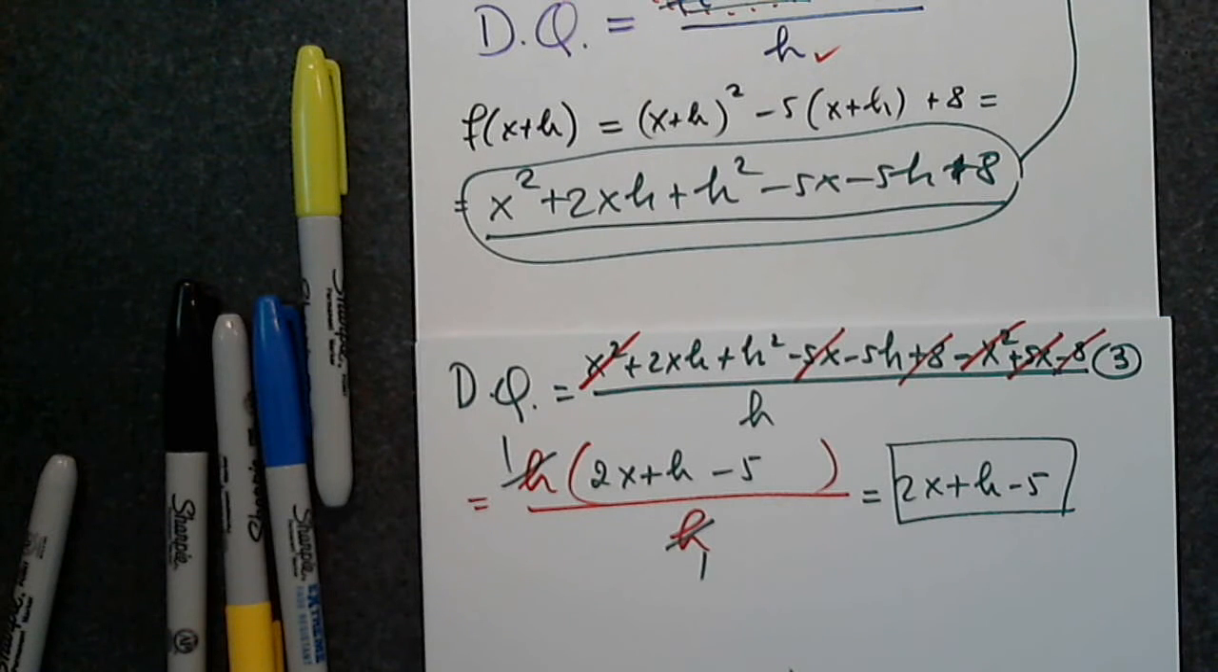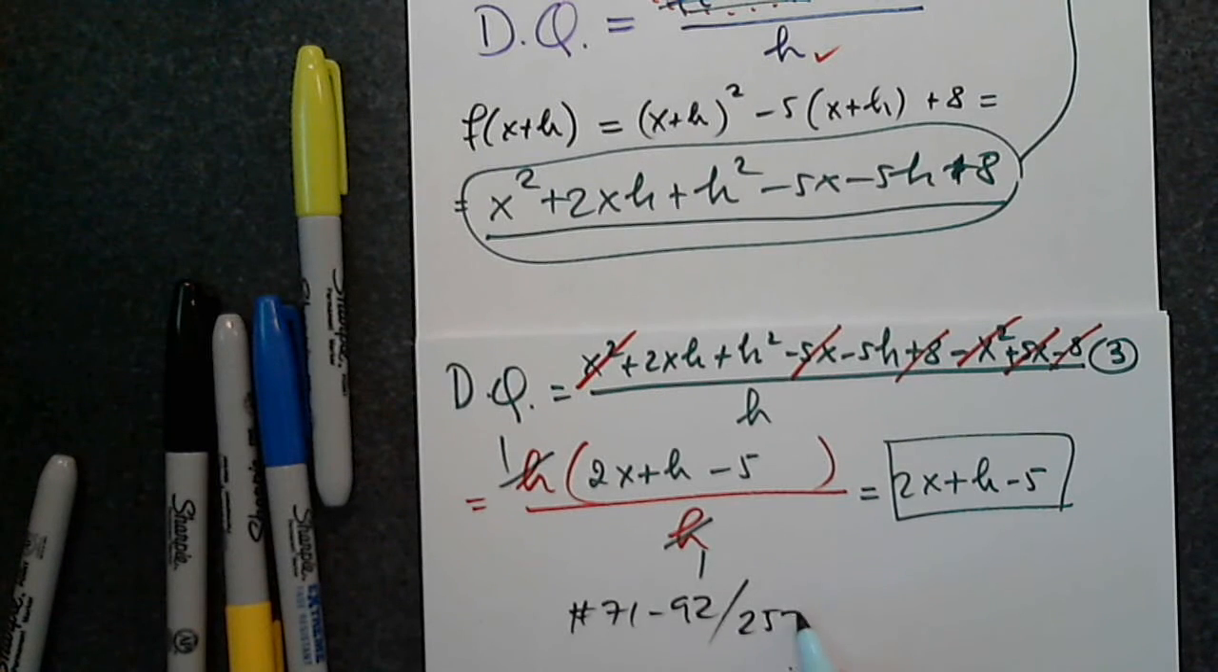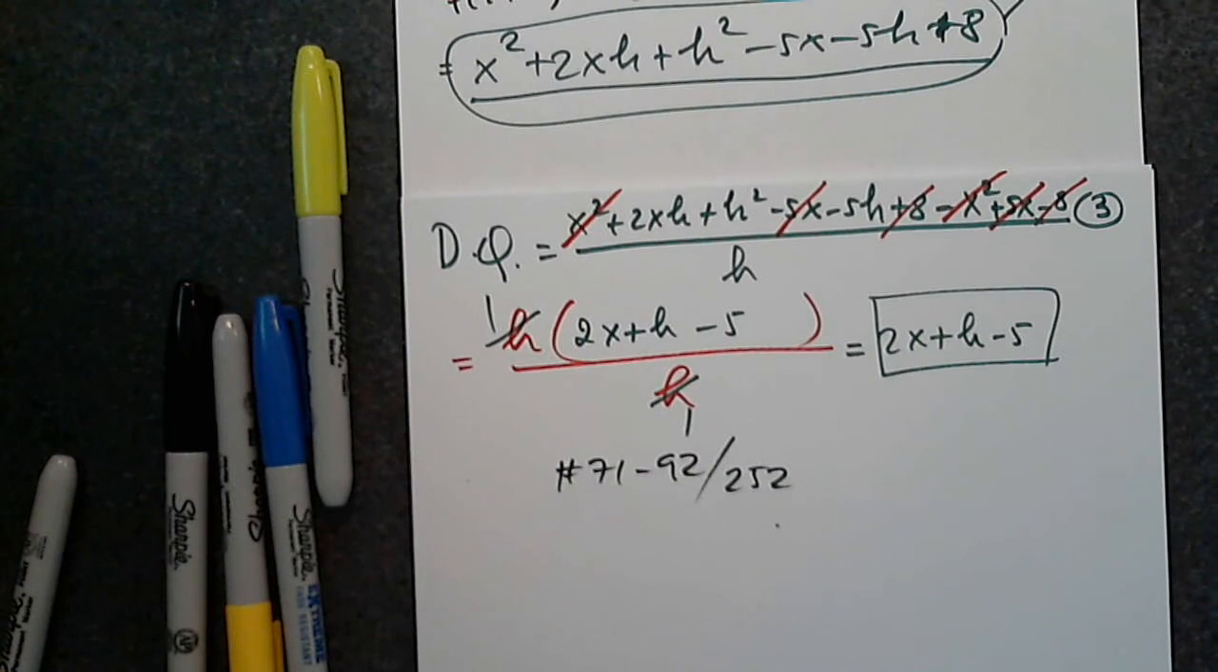Okay, I think we need another. Would you agree? Okay, so let's choose another if you'd like to choose. If not, I will choose. And these problems are on page 252, from 71 through 92. 71 through 92 on 252. Please choose. If not, I will.